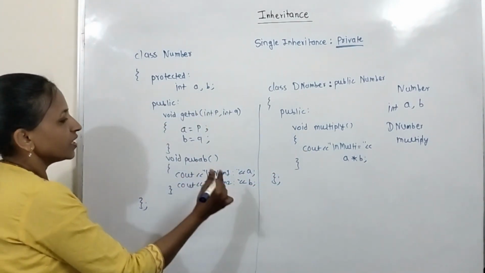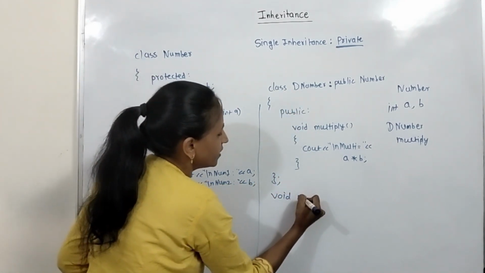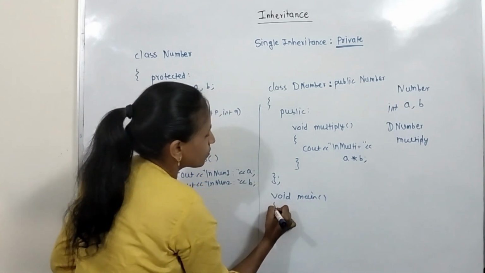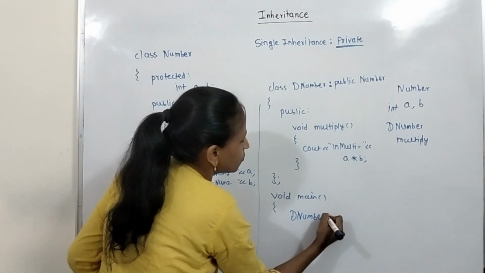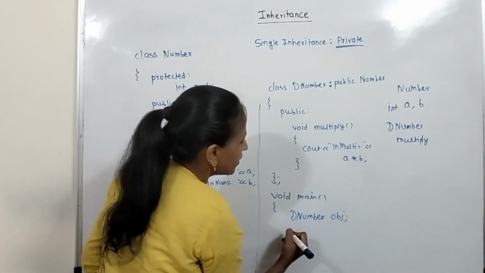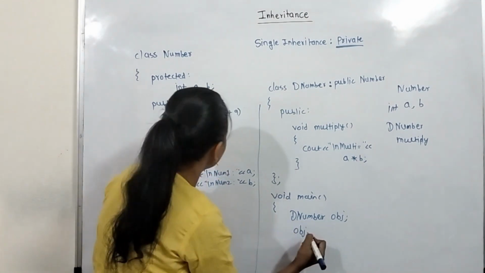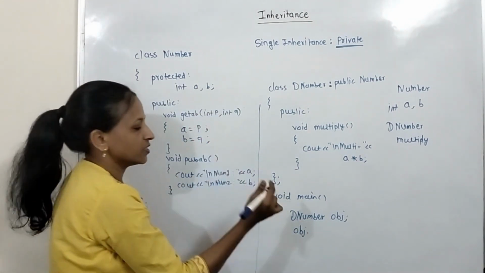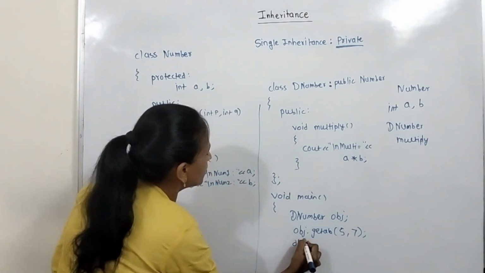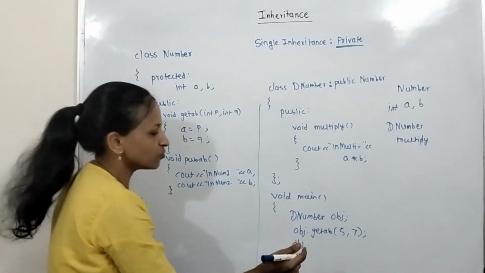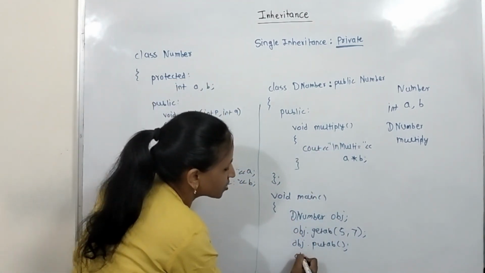Now in main we have to create an object of this derived class. Void main, we have to create an object of this DNumber, obj. Now simple, we have to call all the member functions one by one. obj dot getAB, here we have to pass, let's say 5 and 7. Then obj dot putAB, it will display those two numbers. And finally we have to call this multiply member function.